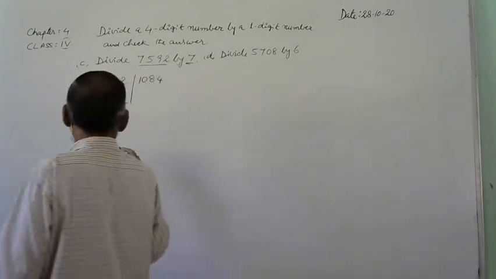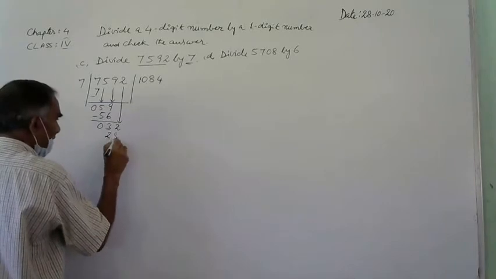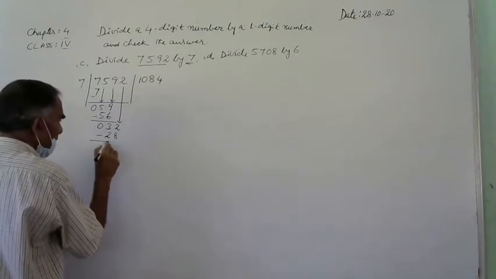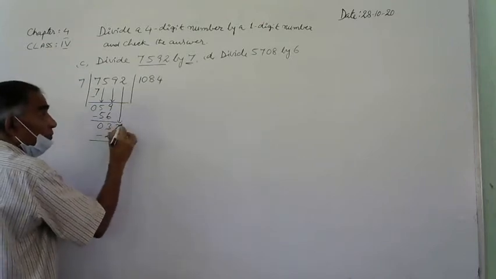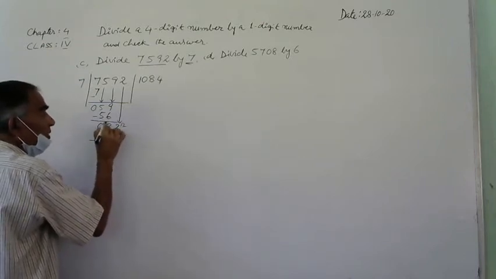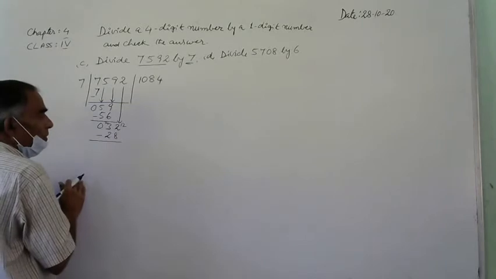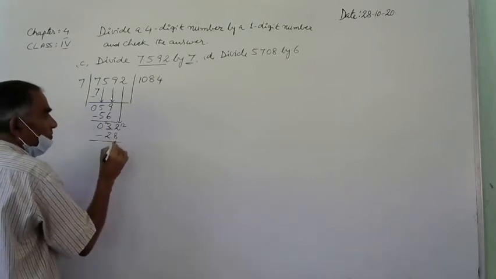7 4s are 28. You write 8. Now you minus. You cannot subtract 8 from 2, so 2 will be 12. This 3 will be 2. Okay, you carry here. 12 minus 8.